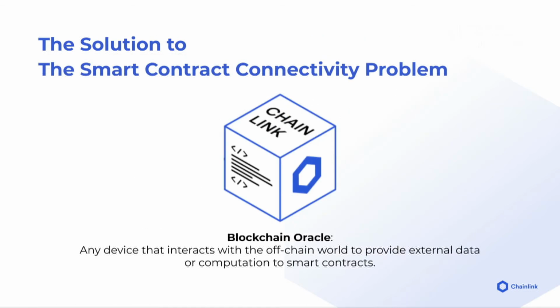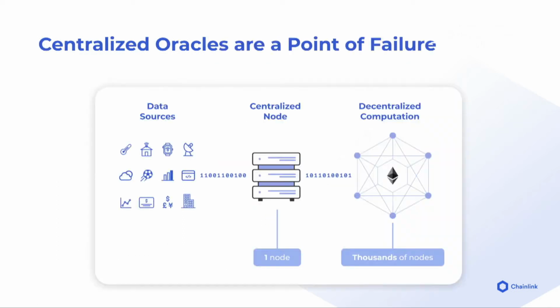And there is a solution to this problem, and that is the blockchain oracle. Right? We define an oracle as any device that interacts with the off-chain world to provide external data or computation to smart contracts. But you might think, oh, I can go build an oracle. That's easy. I'm just going to go build a piece of software, and we'll create a node, and that node will be responsible for pulling in any data that I need, and it'll just put it on the blockchain for me. And this is the approach that a lot of people take. This is kind of the naive default approach.